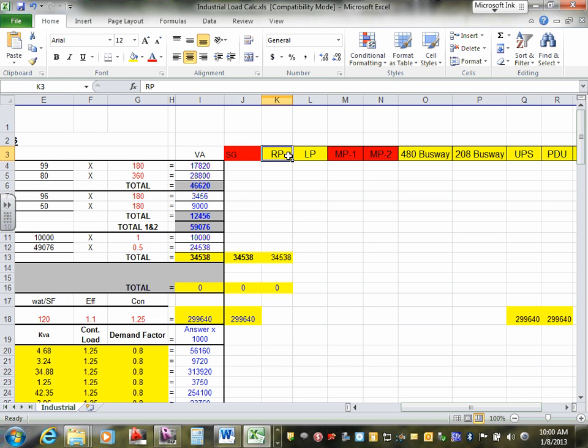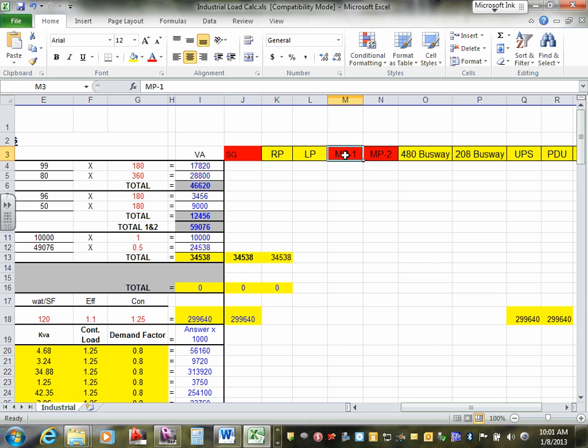Next, receptacle panel. All the receptacles inside your building will be fed from one standalone panel. Thumbs up, Chad, for that one, receptacle panel. 2, lighting panel. All your lighting loads in the whole building, upper and lower, will be fed from one standalone panel. Thumbs up.